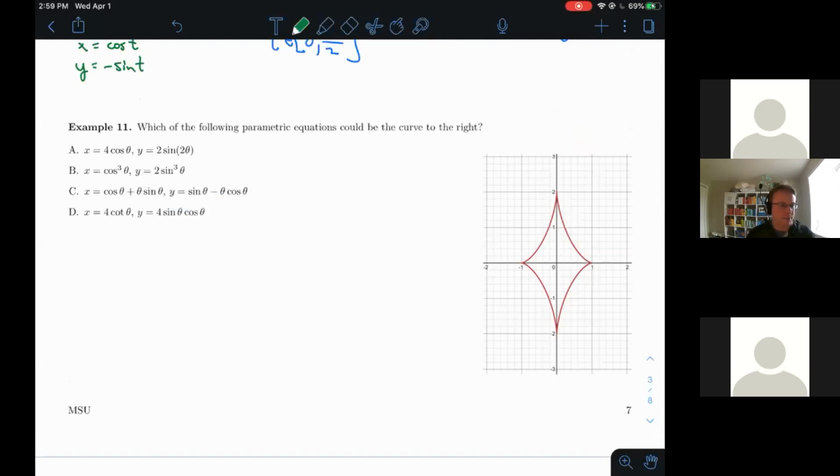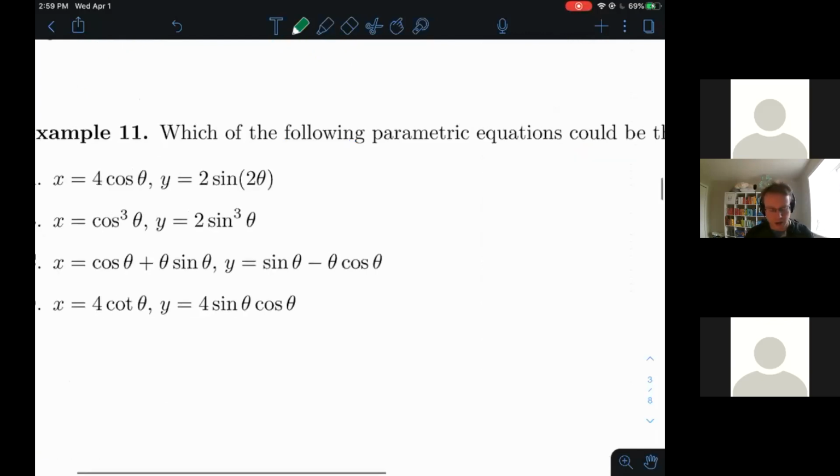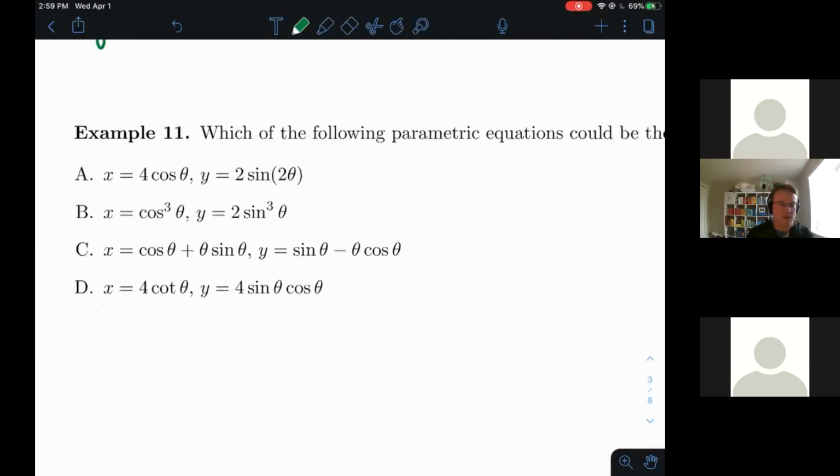And so, okay, example 11, notice that I have a different parameter here. Instead of using t's, we've used thetas, which again, in our last one, we just used t's instead of thetas. Here, we're using thetas instead of t's. But the question is, I have a couple of different parameterizations.